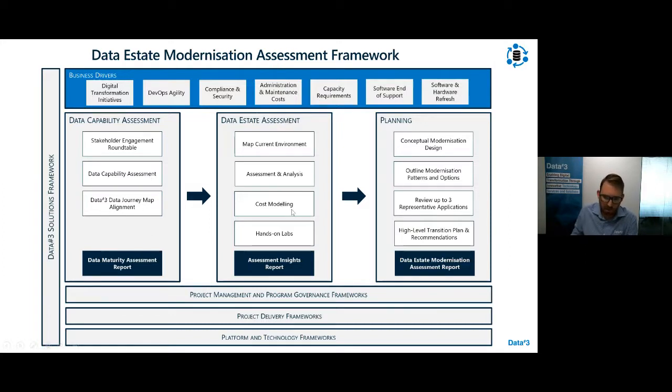The meaty bit in the middle here is where we do some inventory collection and do the assessment. So we're using those tools that were mentioned before to understand what you've got in your environment. And when we're tied with a Microsoft program for this, there are tools available to us as a partner that we can use to then do cost modelling and estimations for you as well.